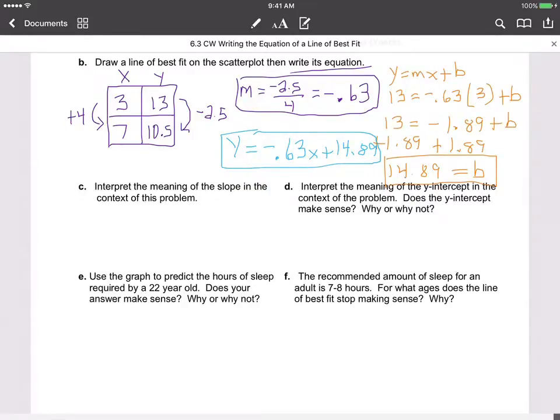Alright, and last but not least, we've got video 3. And we're going to finish this question 2, finish this back page. So question C says, interpret the meaning of the slope in the context of the problem. So my slope is negative 0.63. So remember, slope is always y over x.